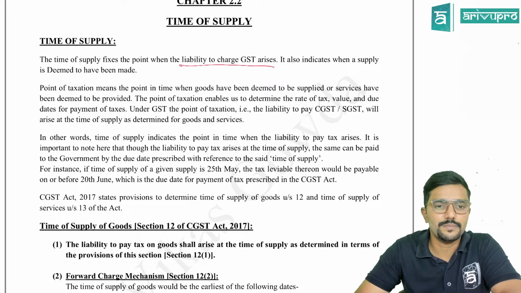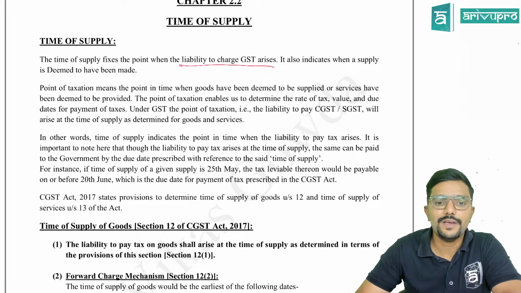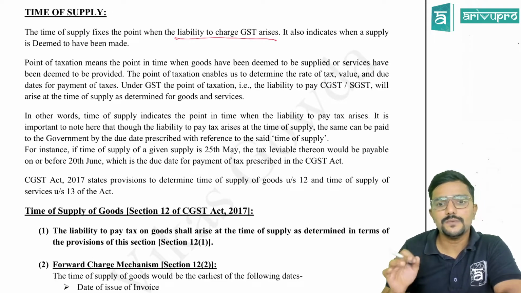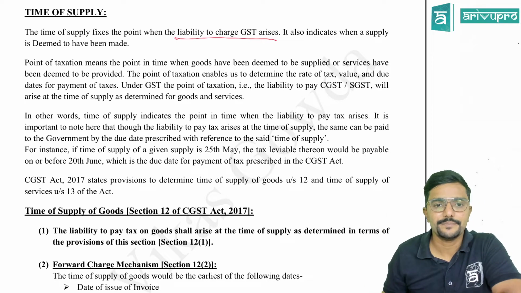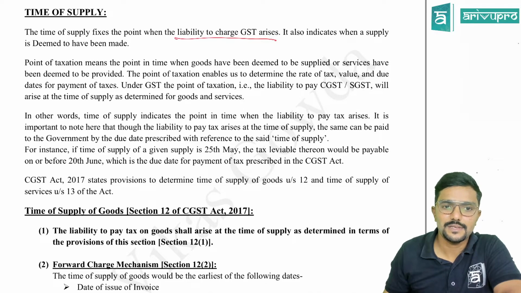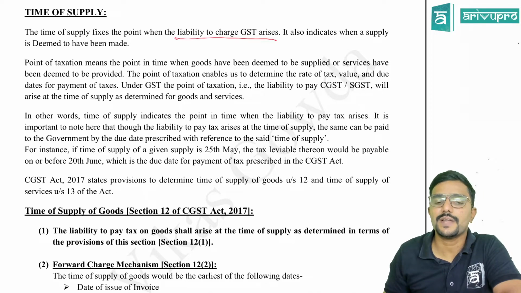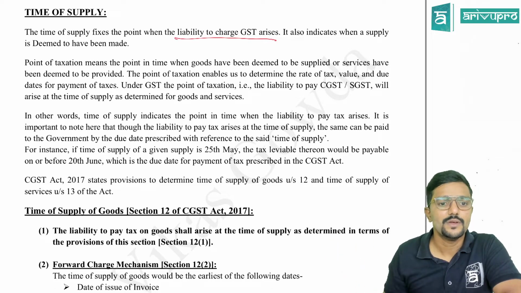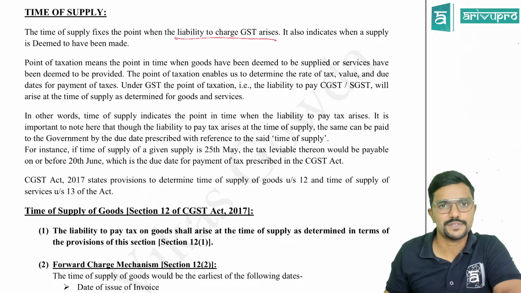Point of taxation means the point in time when goods are deemed to be supplied or services are deemed to be provided. The point of taxation enables us to determine the rate of tax, value, and due dates for payment of tax. Under GST, the liability to pay CGST or SGST or IGST arises at the time of supply as determined for goods and services.